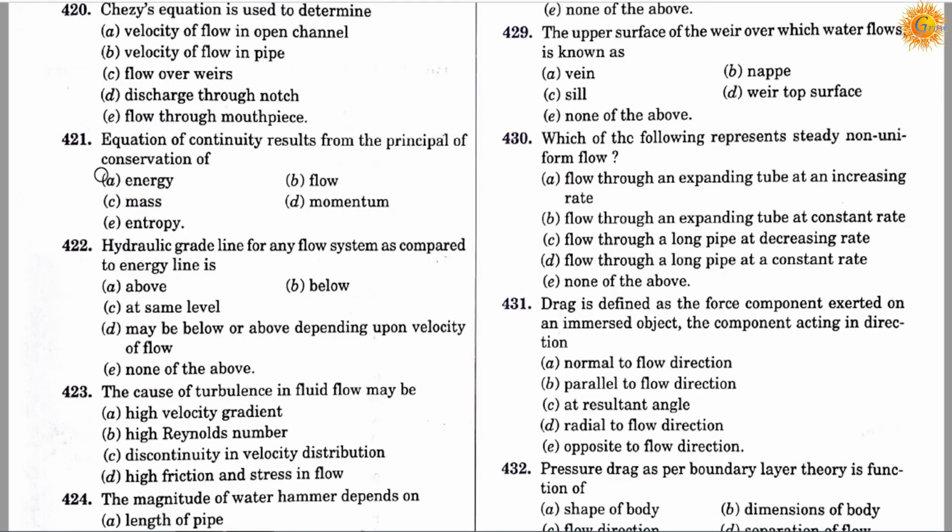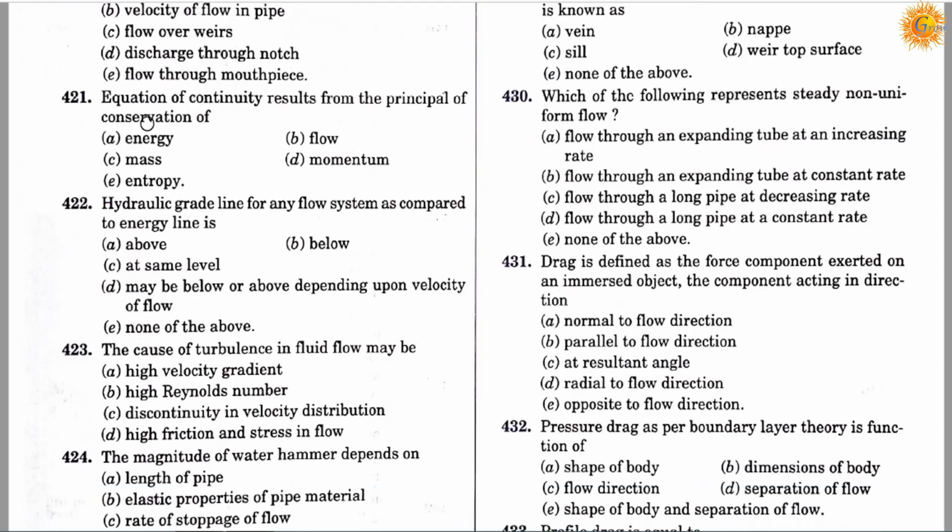Question number 421. Equation of continuity results from the principle of conservation of: option A, energy; option B, flow; option C, mass; option D, momentum; option E, entropy. So correct answer is C. Equation of continuity results from the principle of conservation of mass.